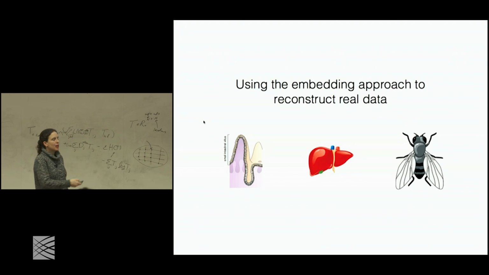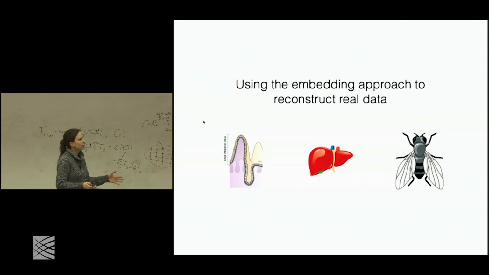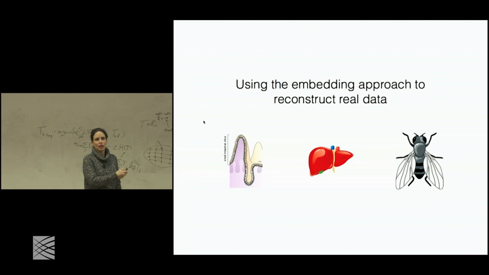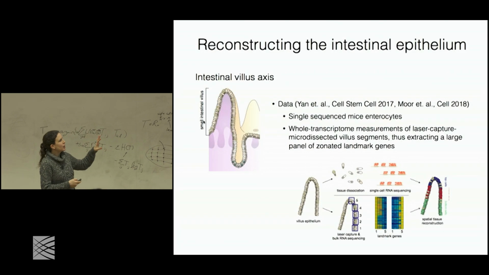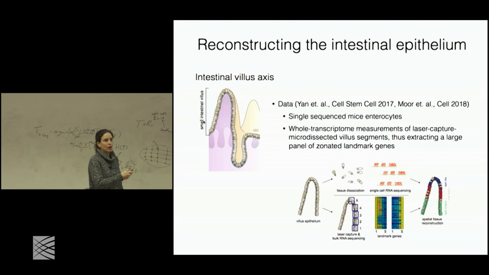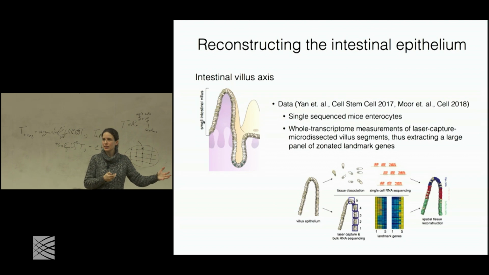So now that we have this approach, which we termed novoSpaRc, it's on bioRxiv and also public on GitHub, we can actually use it on real data and try to reconstruct real tissues. I'll go over three relatively quick examples. The first one is the intestinal epithelium. We took existing data sets; we didn't do the experiments ourselves for this work.